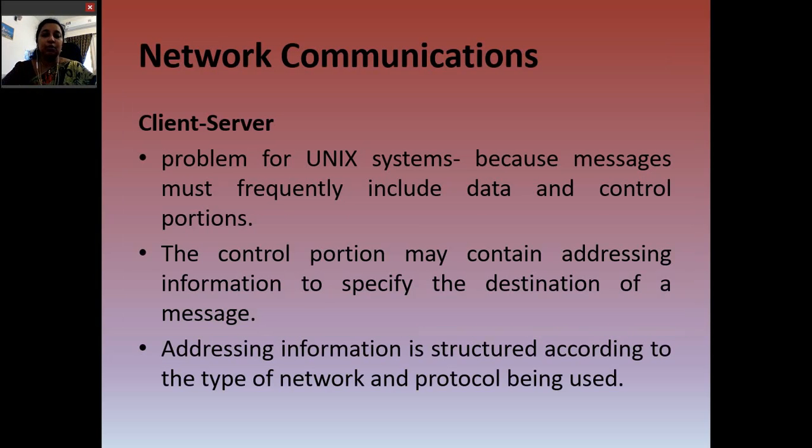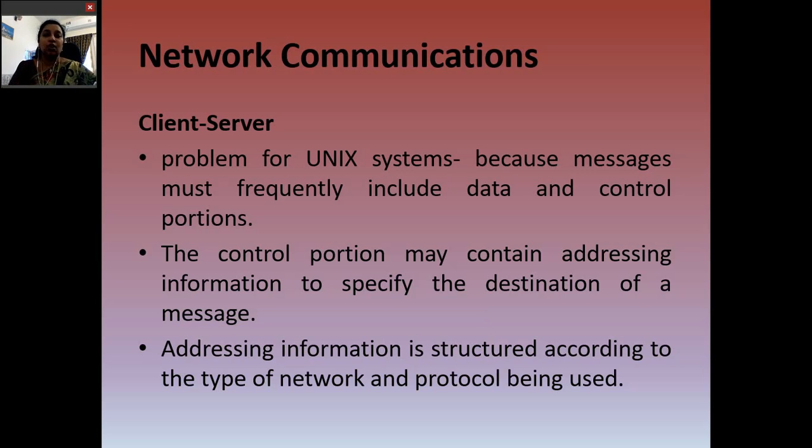Now, normally in a Unix system, you have to have communication between data and control portions very frequently, and the control portion may contain the addressing information. Different formats will be followed, and these addressing information and formats vary from network to network. If we follow the normal protocol, I should know the addressing format of which system I am going to communicate with, or this process is going to communicate with.